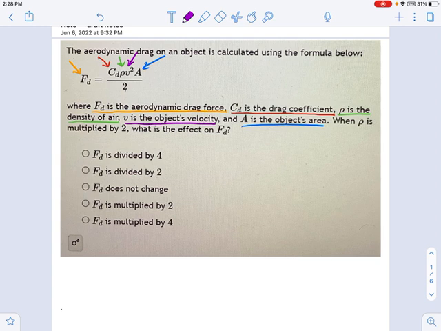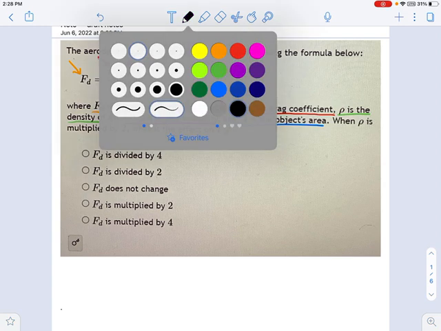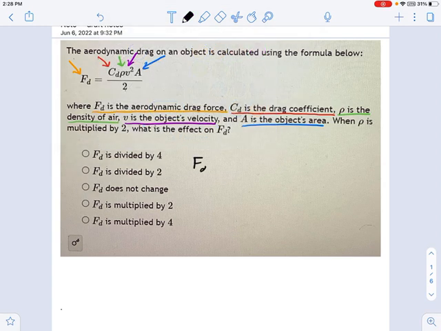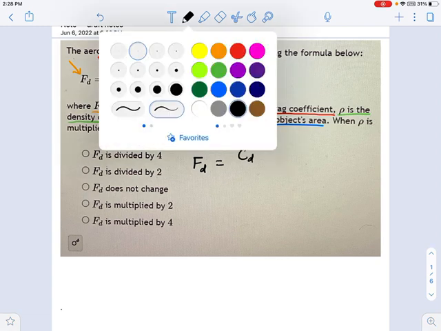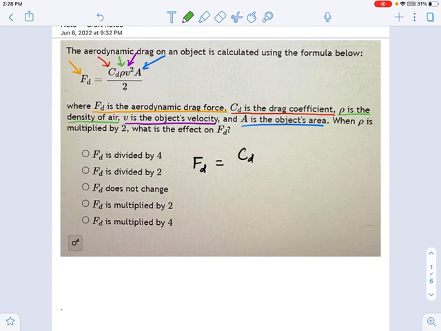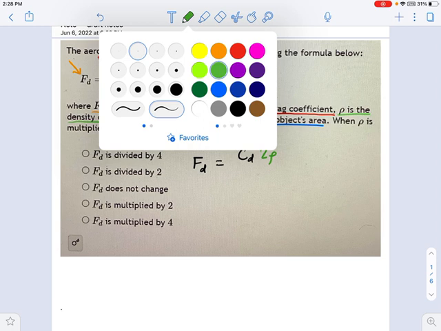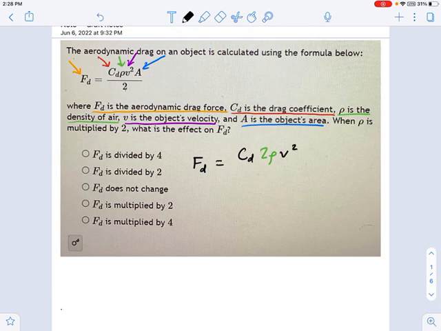Well, let's plug it into our equation and see. So I'm going to write that equation over again. Here's my drag force equals my coefficient of drag times, not P, now it's 2P. And the other things are all staying the same. Velocity squared, area, and then divided by 2 here. What's the effect on drag? What has changed compared to your original equation?